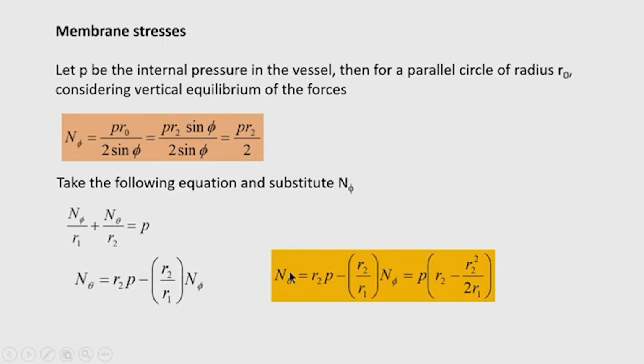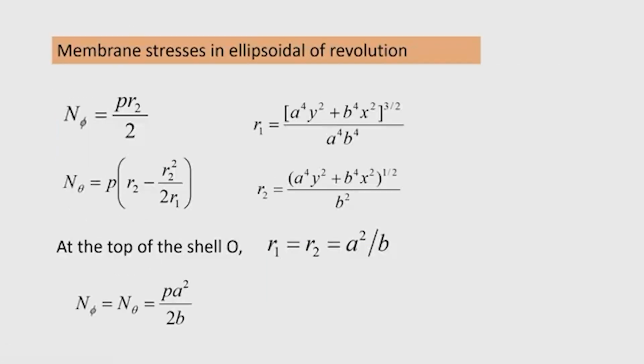Let us see how these forces are varying along the meridional angle phi. Okay. So, we have got these two expressions, and we also know the two radii of curvature R1 and R2. Now, at the top of the shell, that is the crown, R1 equal to R2, and therefore, you can see that R1 and R2 at the top of the shell, that is x equal to 0, y is equal to b. You can get here R1 equal to R2 equal to a square by b.